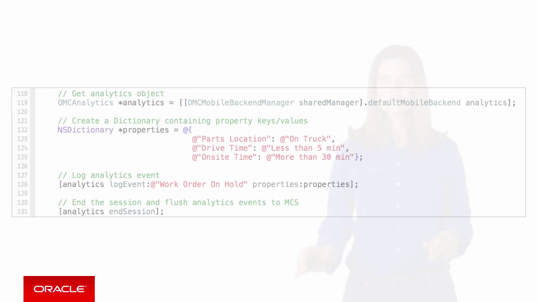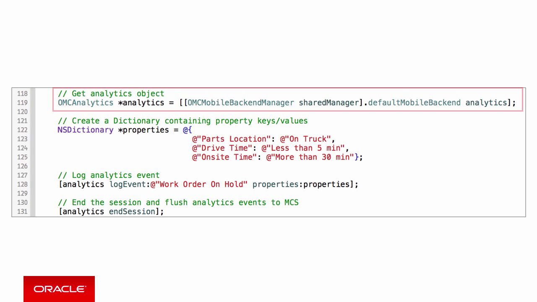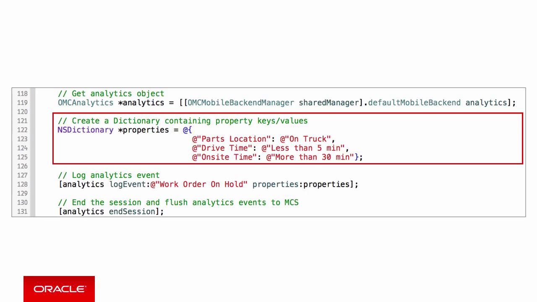Let's look at one more example of a custom event, work order resolved, but this time we'll define more than one property and put everything in a new dictionary object. Just as we did earlier, we'll get access to the default mobile backend and then the analytics service. This time we'll create a dictionary containing properties that tell us more about the event, such as the location of the parts, the time it took for the technician to drive to the work site, and the time spent on site. And we'll specify values for each property, hard-coded here for convenience, of course.